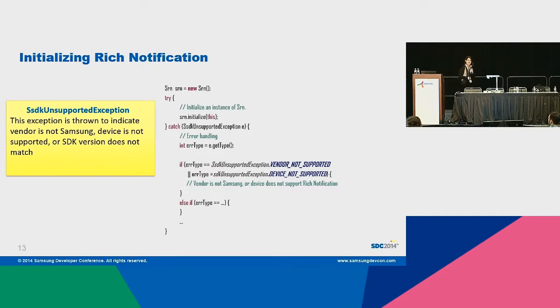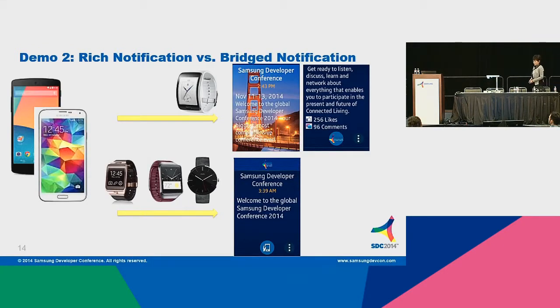Okay, so that's the SDK jar file. That's how you write code once and run everywhere. Now we move on to our next demo, Demo 2, how you can use the same code base to manage both bridged notification and rich notification.